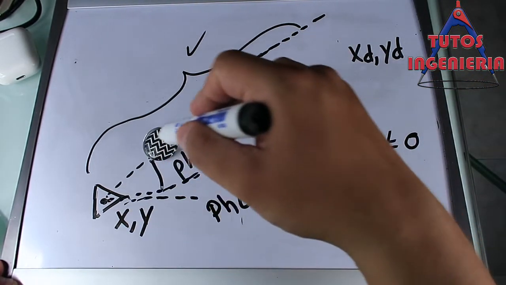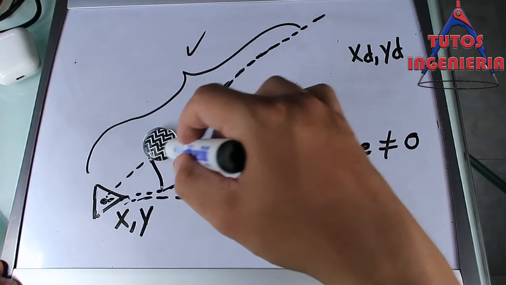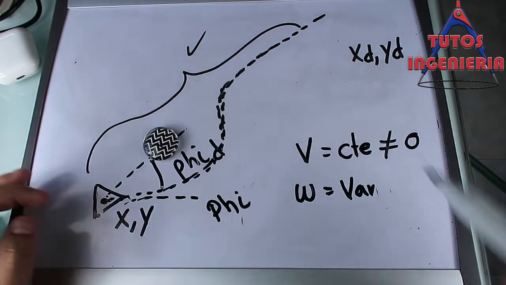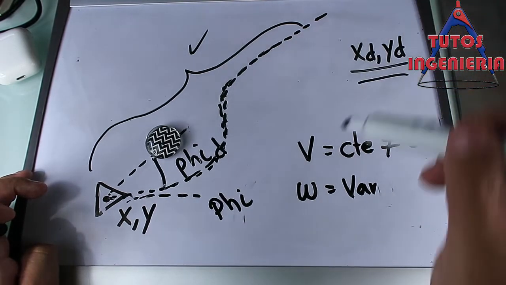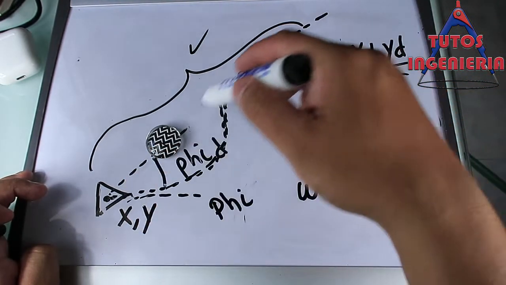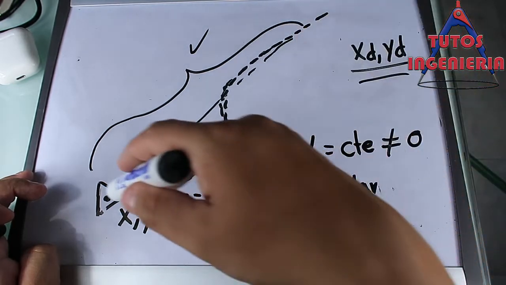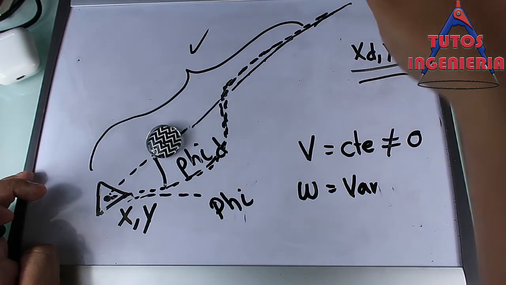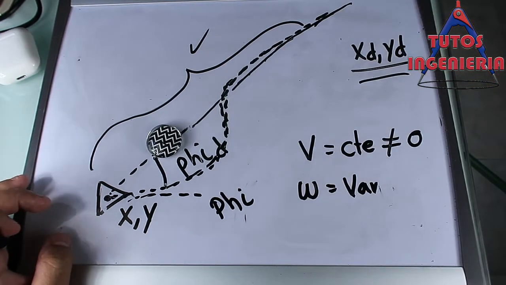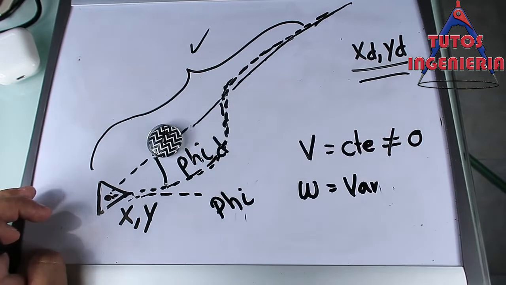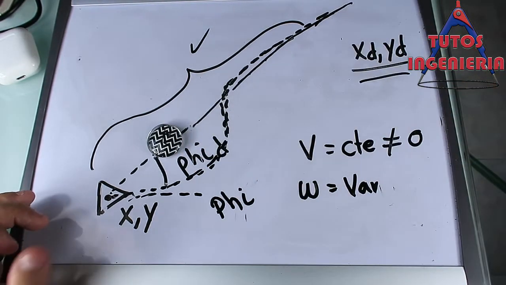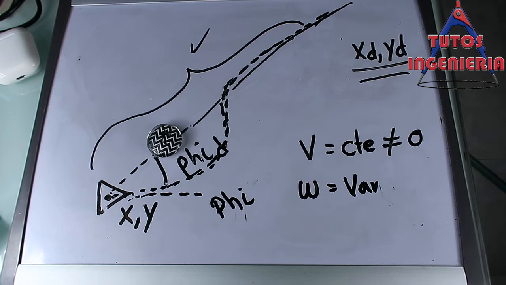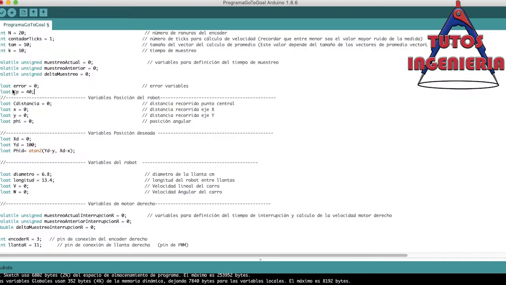Then the car tries to achieve the point, but it achieves the angle, and it passes the desired point. It passes it because the controller doesn't have the necessity to achieve the point. The controller only needs to achieve the desired angle. And this is very important. You have to take it into account in this controller.